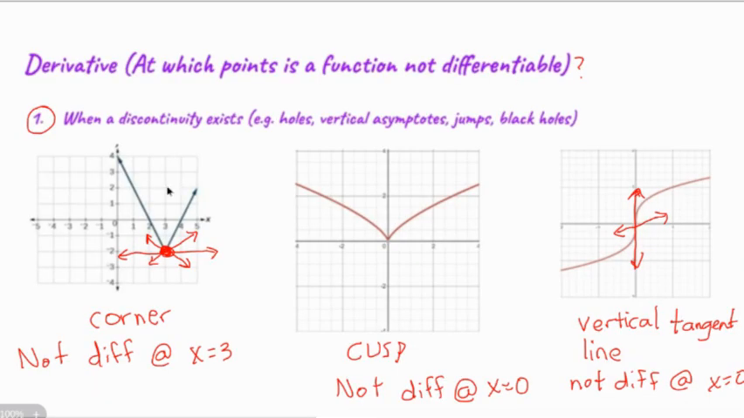All the rules. All these cusps and corners and vertical tangent lines, plus don't forget about your holes, your vertical asymptotes. If those do exist, then differentiability does not exist.